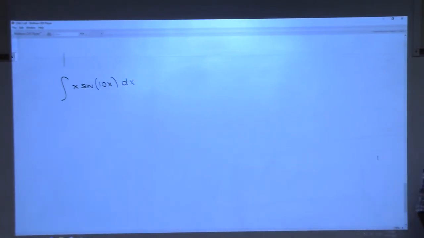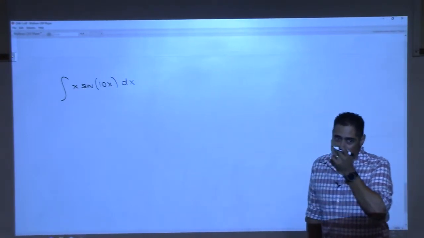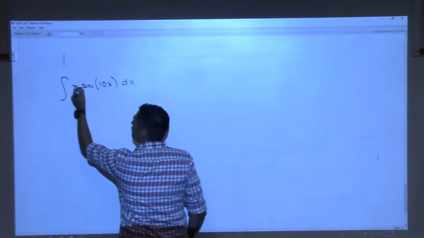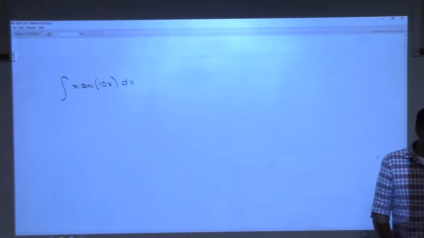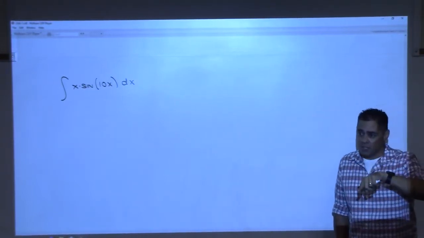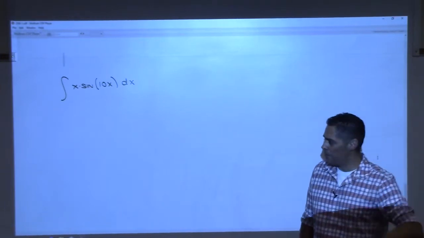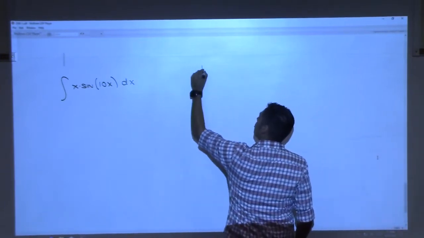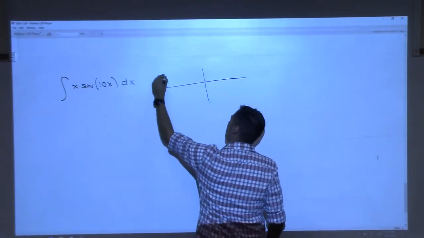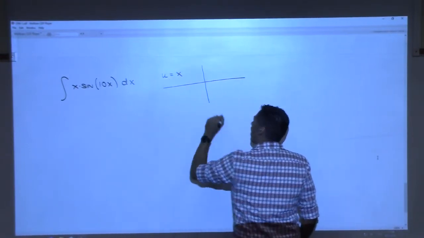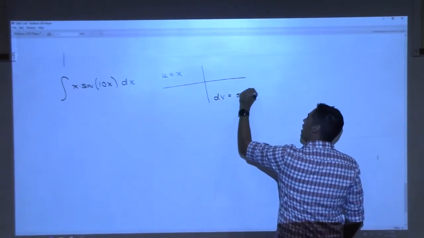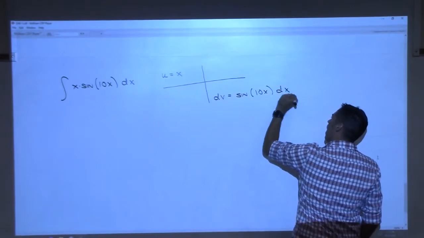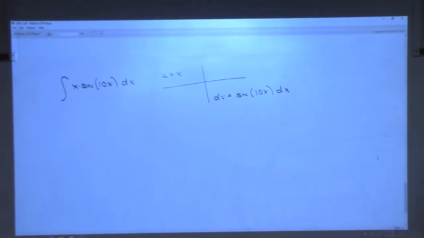We look at it, we don't recognize it, it's not a power of x. Basic u substitution doesn't work. But now that I'm armed with the integration by parts formula, I know that if I have a product of two things, one of them I can call u, the other one dv. In the new integral, I'm going to have du and v. So what do you want to choose for u? x, right? Awesome. And dv, by default, has to be everything else: sine 10x dx.